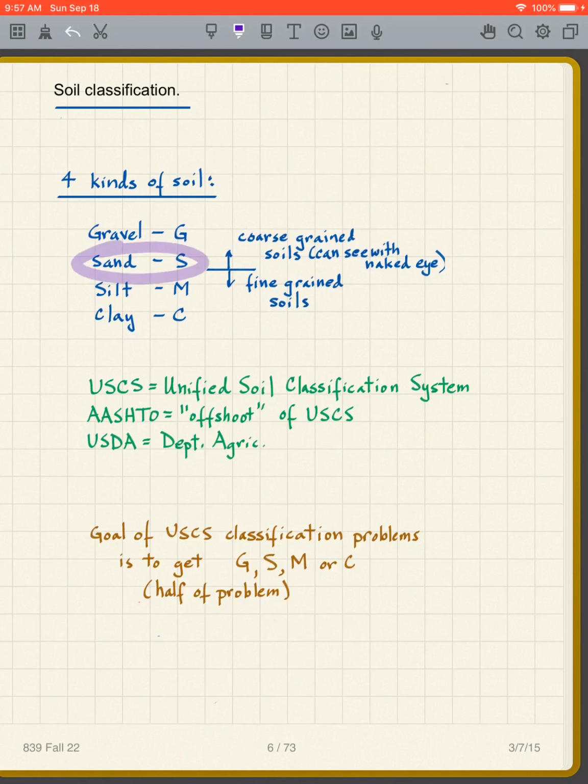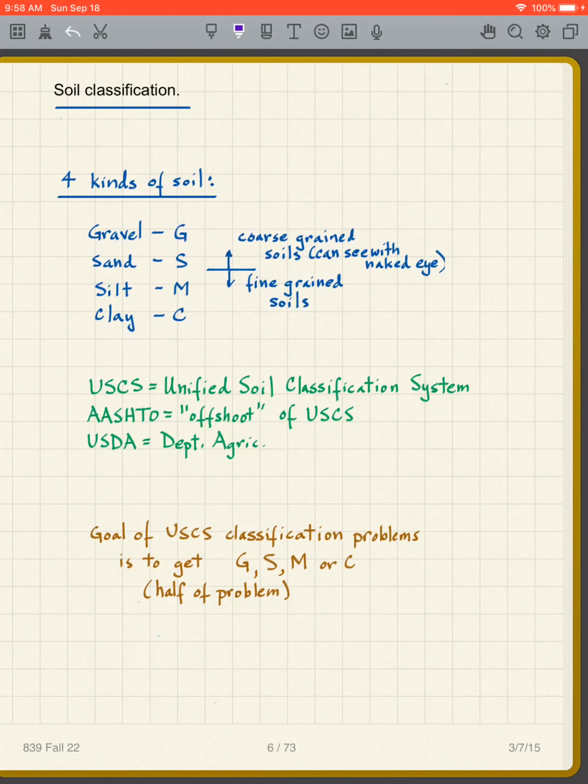Sand goes from a fine salt to a pea-sized particle. Gravel goes from a pea-sized particle to an orange-sized particle. So coarse gravel is like an orange. Fine gravel is like a pea. Coarse sand is like a pea. Fine sand is like a very fine salt in your kitchen.